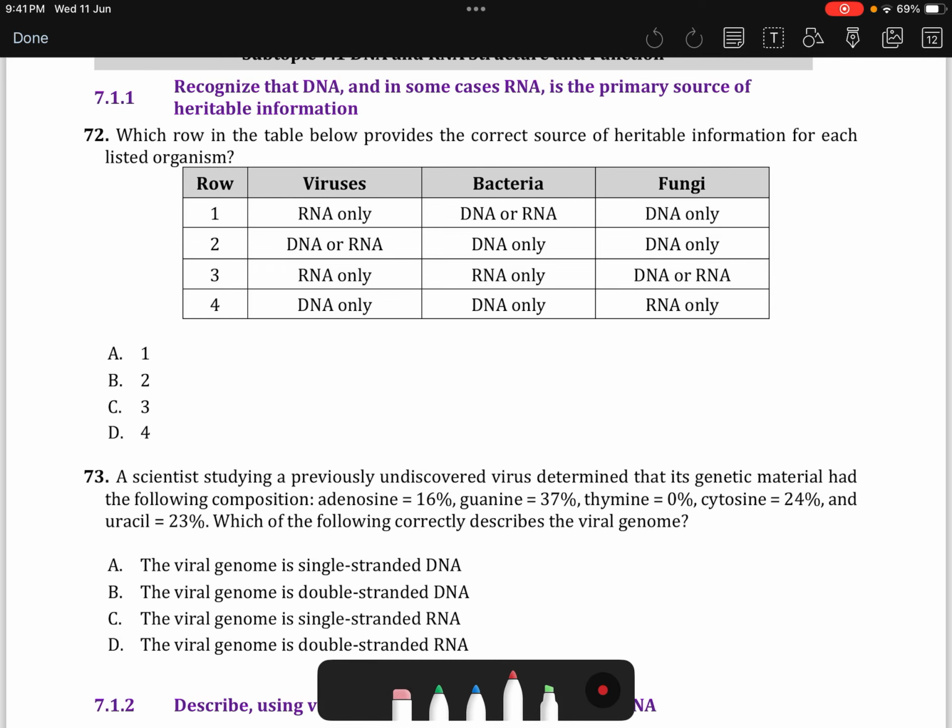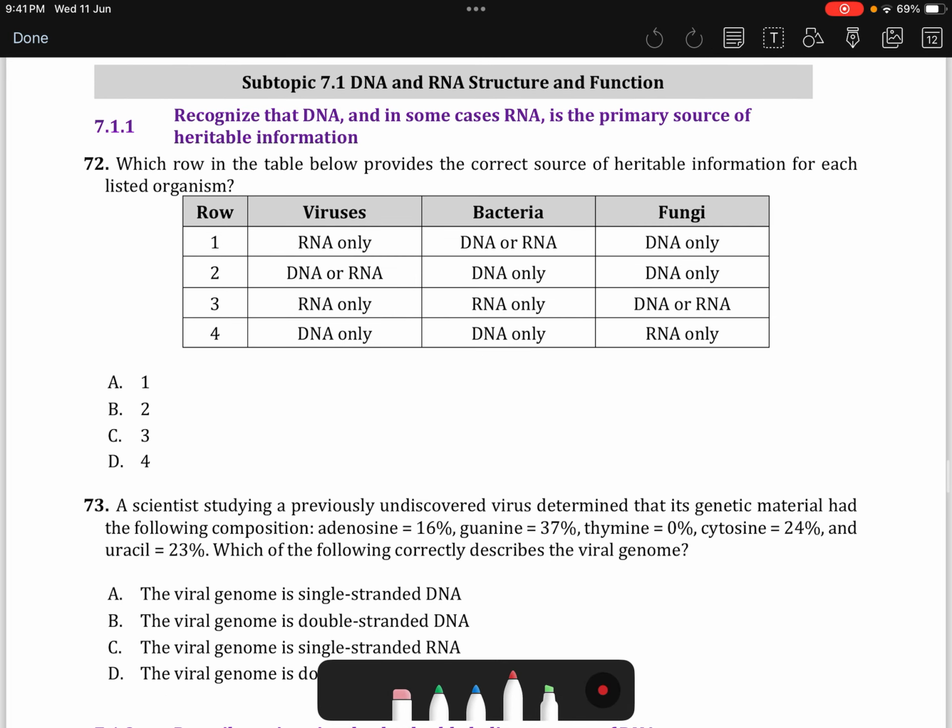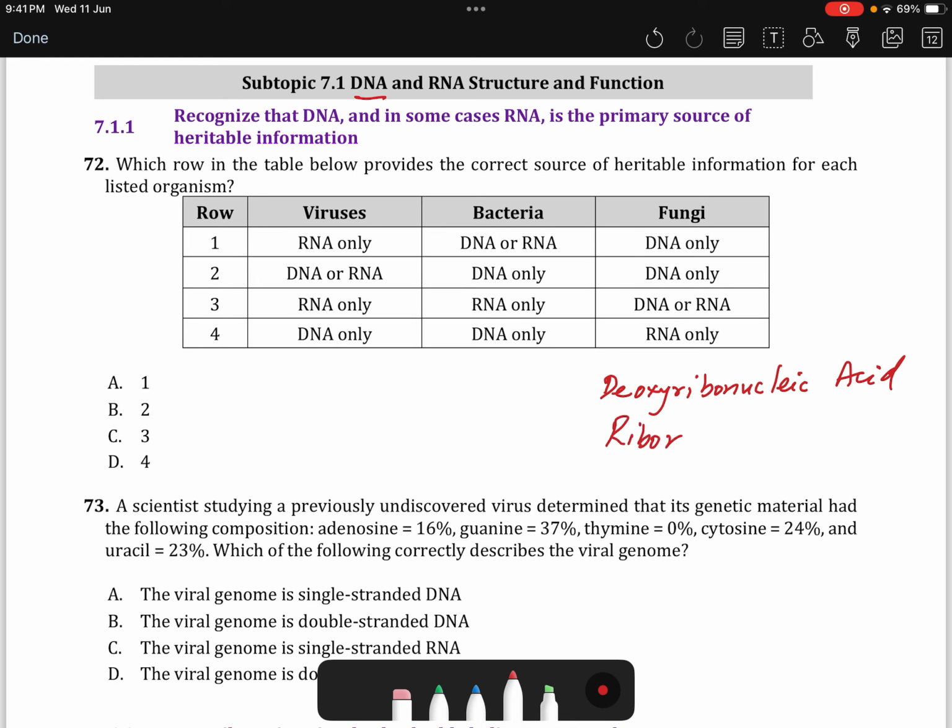And here we are back with the last topic, that is chapter number 7. So starting with the subtopic 7.1, DNA and RNA structure and function. So we'll talk about these. First of all, you should know that DNA stands for what? So DNA stands for deoxyribonucleic acid, while the RNA stands for ribonucleic acid. So this is how we do it.